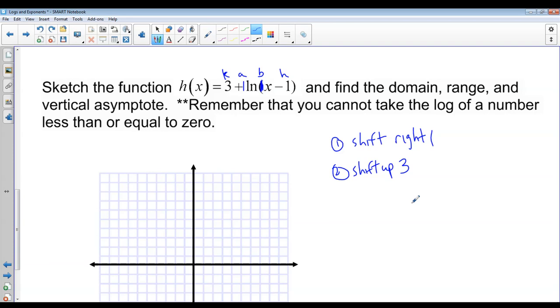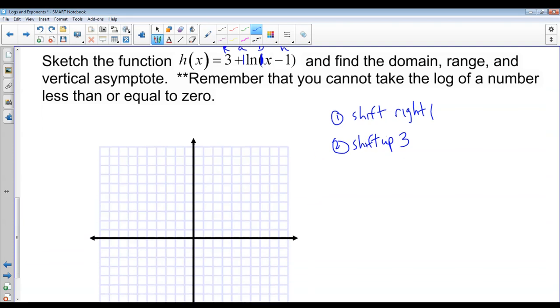So I want you guys to pause, try to graph this on your own. So start with the parent function, then just kind of chip away at it, just like we did with our exponential functions last time. And when you unpause, I'll talk you through what I did. All right, so go ahead and pause now.